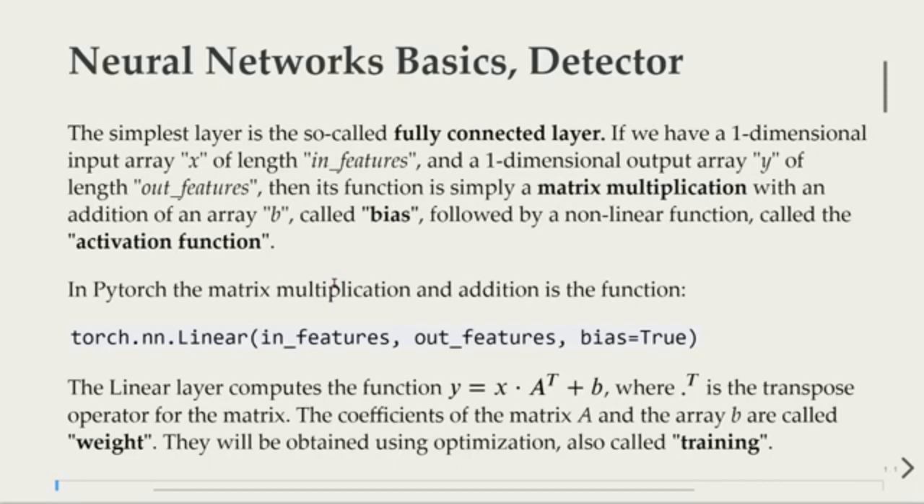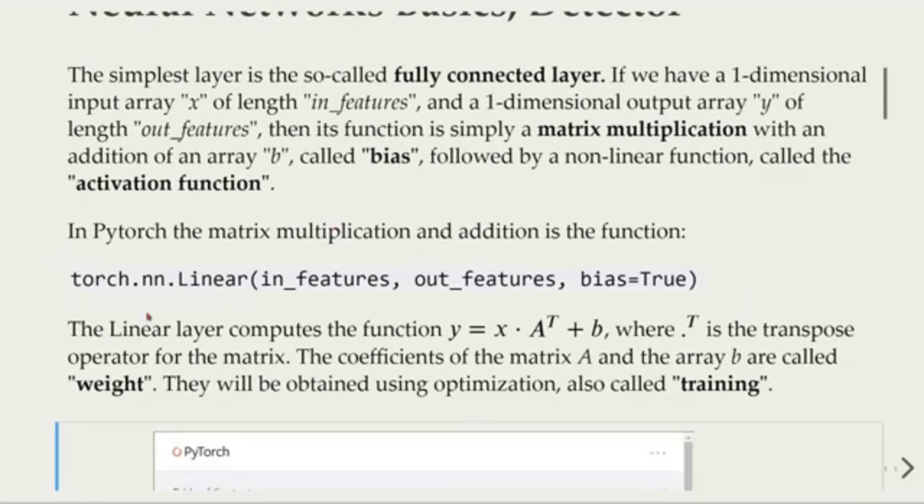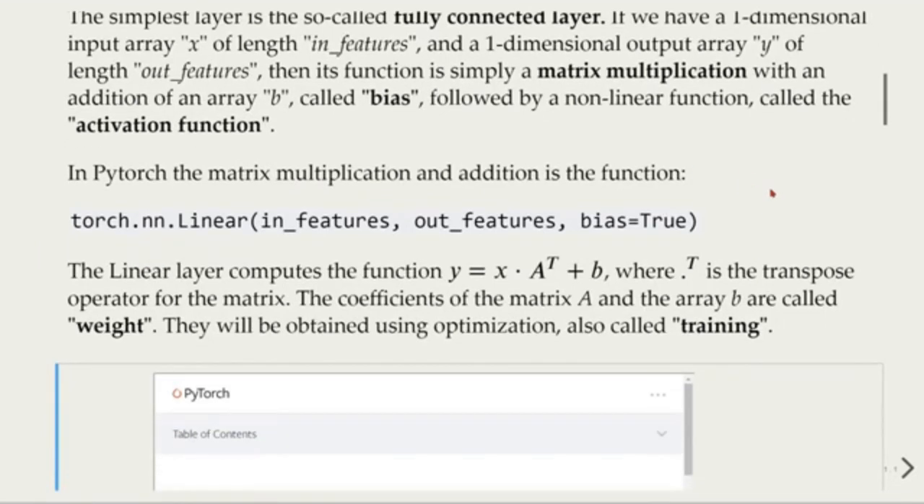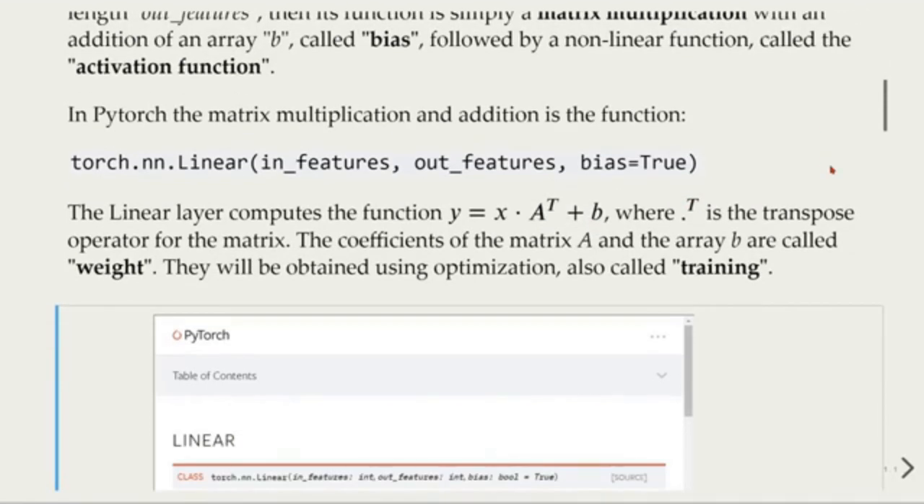In PyTorch, the matrix multiplication and addition is implemented in this function here. The linear layer computes the function y equals x multiplied by A transpose plus B, where T is the transpose operator for the matrix. The coefficients of the matrix A and the array B are called weights, and these weights will be obtained by using optimization. That's also called training in neural networks terminology.